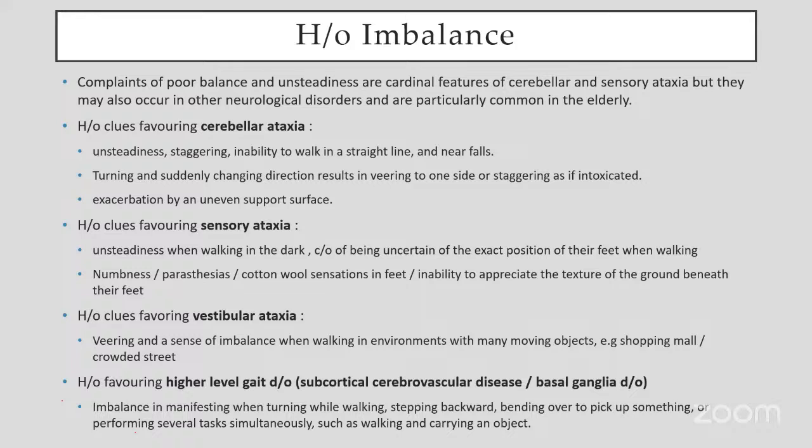History favoring higher level gait disorder, that is subcortical cerebral vascular disease or basal ganglia disorders, is imbalance which manifests while turning when walking, while stepping backward, or bending over to pick up something, or performing several tasks simultaneously, such as walking and carrying an object, or walking and talking to someone else. In cerebellar ataxia, usually they give history of difficulty in walking on narrow lanes.